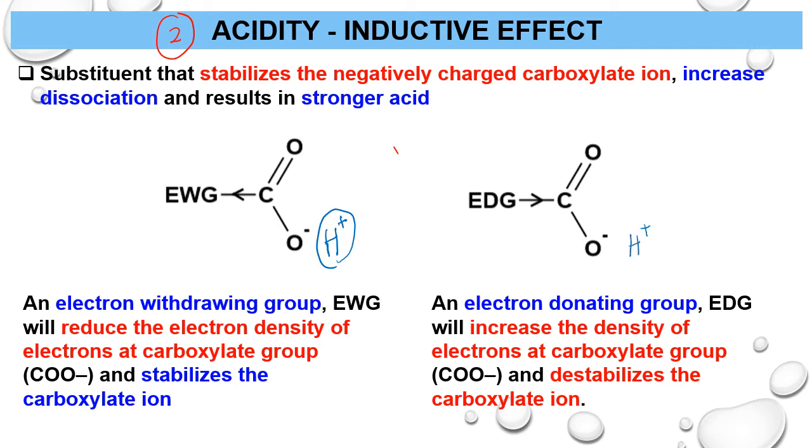Attraction dengan H+. So, kalau electron density tinggi, okay, so attraction of your negative charge dekat sini terhadap H+ akan become stronger. So, bila lagi stronger, maksudnya apa? Dia lagi susah nak release H+. Lagi susah nak release H+. So, it will become less acidic.